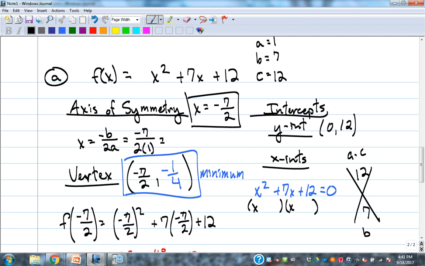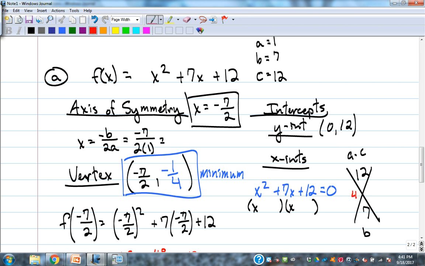So our options for multiplying to be 12 would be 12 times 1, but 12 plus 1 is 13, not 7. So that's out. 6 and 2. 6 times 2 is 12. What's 6 plus 2? 8. Closer, but still not the right number. 4 times 3 does multiply to be 12 and add to be 7. So those are the two numbers that I'm going to use.